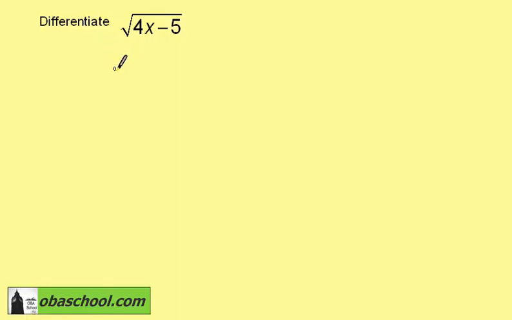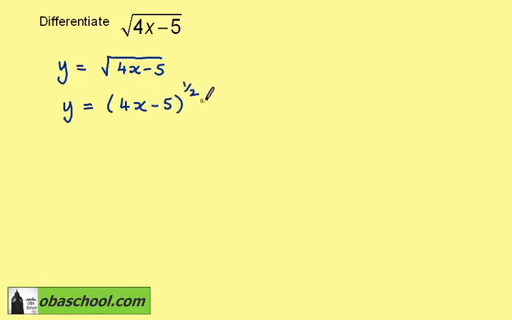We're going to differentiate the square root of 4x minus 5. If we consider the square root of 4x minus 5, using our knowledge of indices, we can say this is 4x minus 5 to the power a half. Note at this stage we have not differentiated, so this is still y.